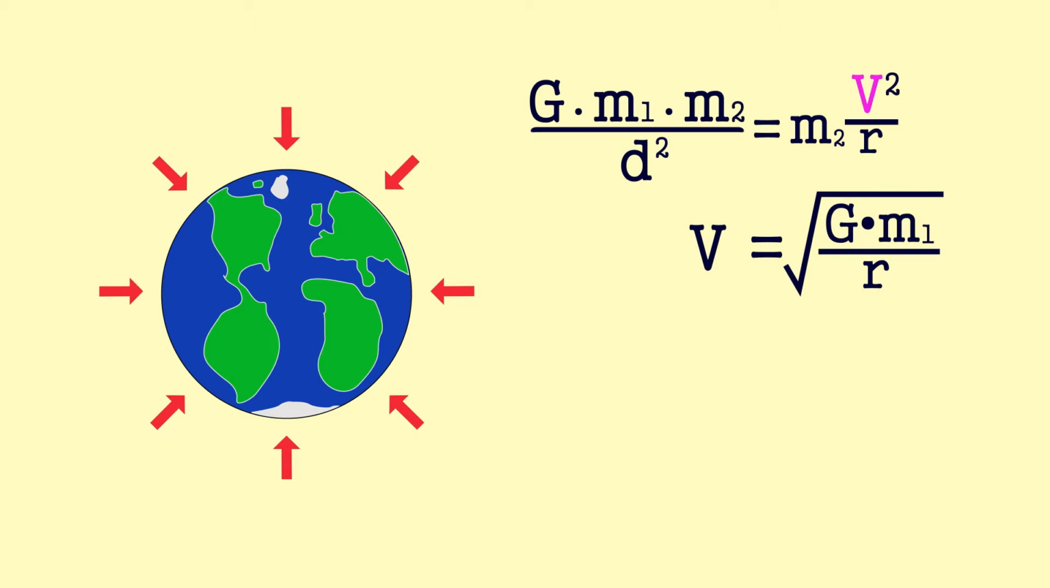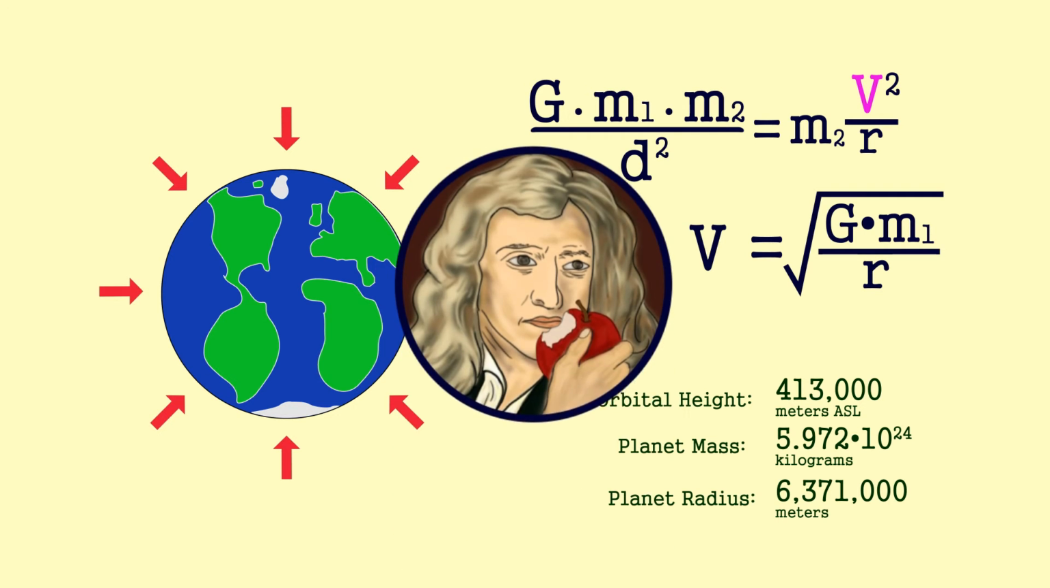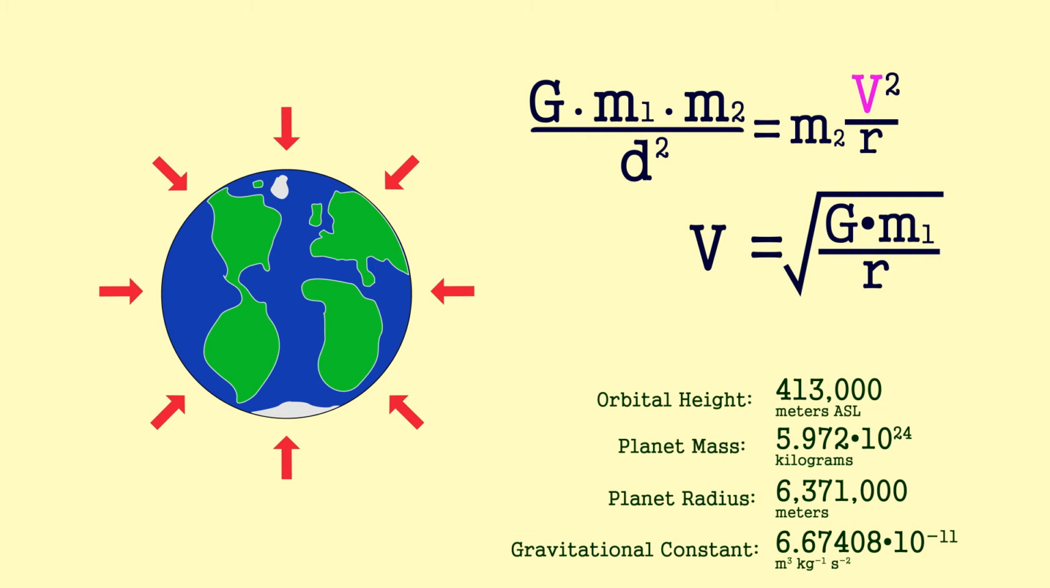Now we can input some values. The height of the orbit would be determined by the manufacturer, but let's say that the orbital height is roughly 413 kilometers above mean sea level, approximately that of the International Space Station. We will also use the known mass and radius of the actual Earth. Finally, we use the gravitational constant discovered by Isaac Newton for g. This gravitational constant is a number that remains the same throughout the universe. You can think of it like pi, but for gravity.